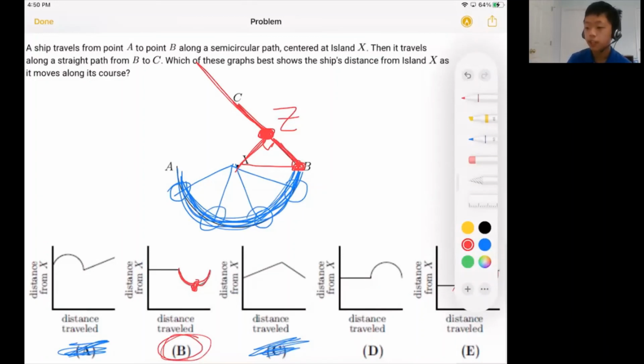So we split the ship's journey. We first split it based on the semicircular journey and then the straight path journey. And then we considered those two paths independently and looked at the graphs one by one. And we just did process of elimination basically. And we found our answer.